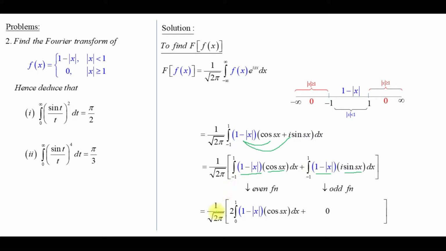So it equals 1 divided by square root of 2 pi. The first is an even function, therefore it can be written as 2 times 0 to 1. The second is an odd function, therefore that value equals 0. Next, 0 to 1 is a positive limit. In the positive limit, mod x equals x only. Therefore, we take mod x equal to x because 0 to 1 is a positive limit.